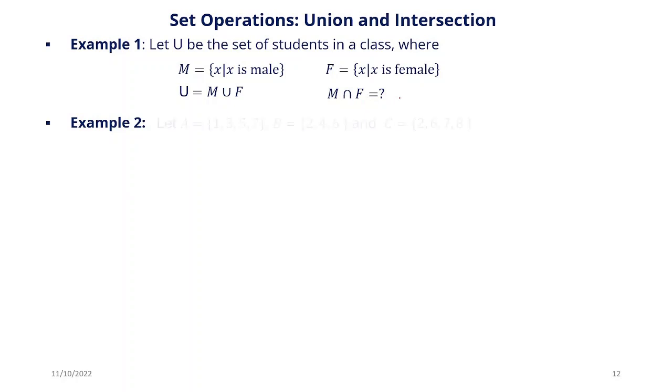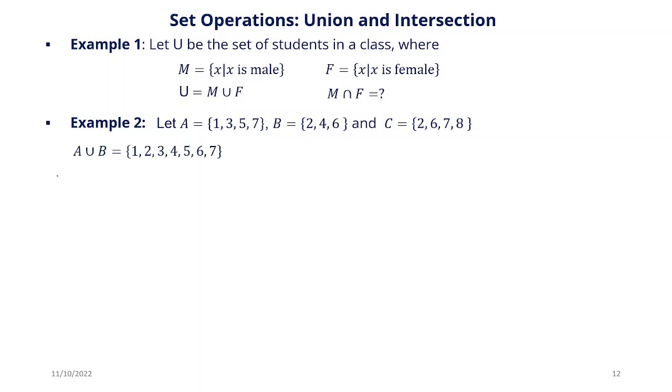Example 2. Let A equal 1, 3, 5, 7. We are still using our previous sets. Then we have B equal to 2, 4, 6 and C equal to 2, 6, 7, 8. A union B is 1, 2, 3, 4, 5, 6, 7. Take note, the union brings everything together. A union C is 1, 2, 3, 5, 6, 7, 8.